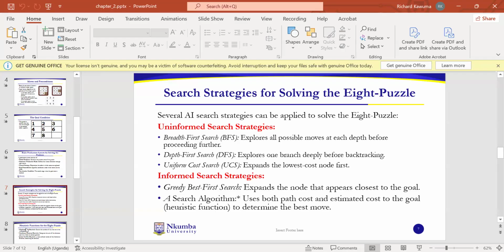We have what we call the breadth first search, which explores all the possible moves at each depth before proceeding further. Breadth first. Why do we say breadth first? Because you cannot breathe continuously. You breathe in, then you breathe out. As you breathe in, you are thinking of an option. By the time you breathe out, you have thought of another option. So it explores all possible moves at each depth before proceeding further.